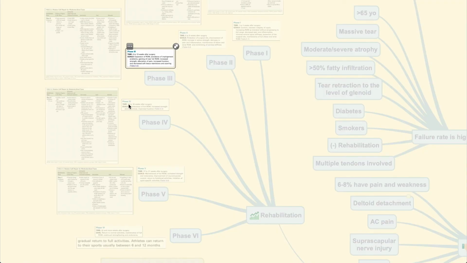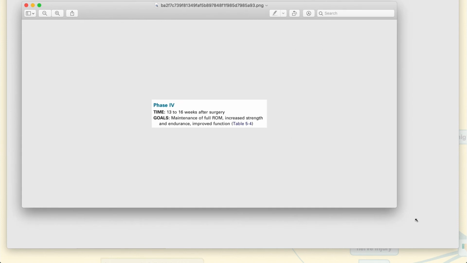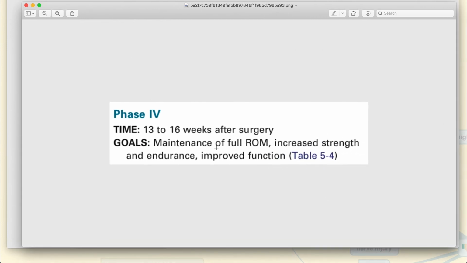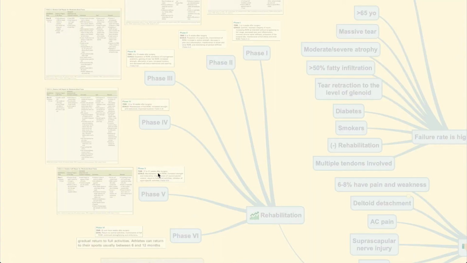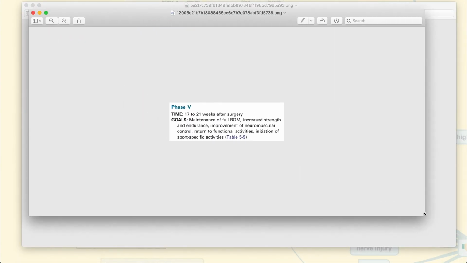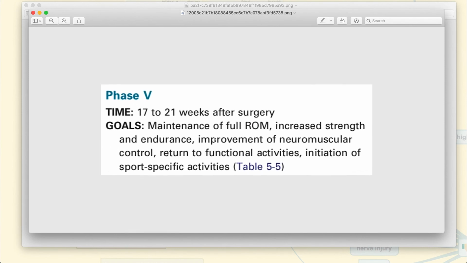In this phase, we also try to decrease any soft tissue restrictions and scarring that may occur due to the surgery. The fourth phase includes week 13 to 16 following surgery, and it includes maintenance of full range of motion, and we try to improve the function of the patient during this period. The fifth phase would include week 17 to 21 following surgery. Here we will try to maintain the full range of motion, but at the same time we will try to return the patient to their functional activities. And initiation of sport-specific activities under supervision is started.